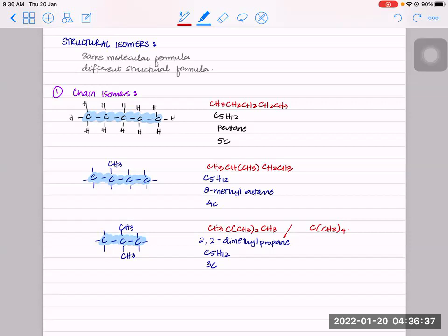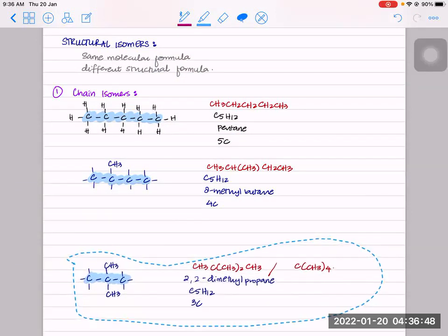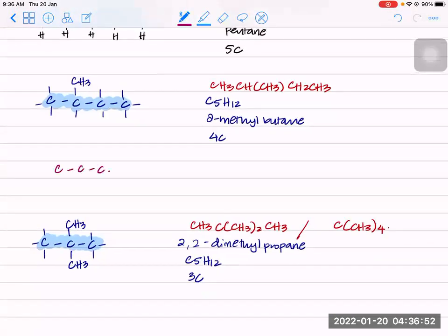Do you understand this? Now you can be like, Miss, we've drawn the CH3 in the second one. We've drawn the CH3 on this carbon. Can we not do it this way? 1, 2, 3, 4. Can we not draw the CH3 here? Can we not draw it on the third or technically the second carbon from the right? This and this is the same.